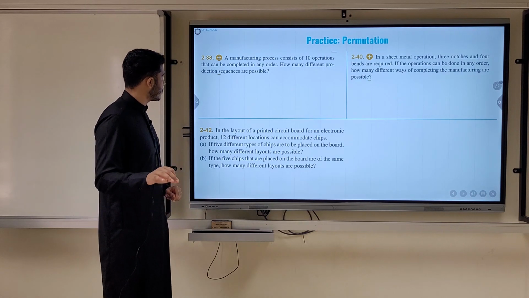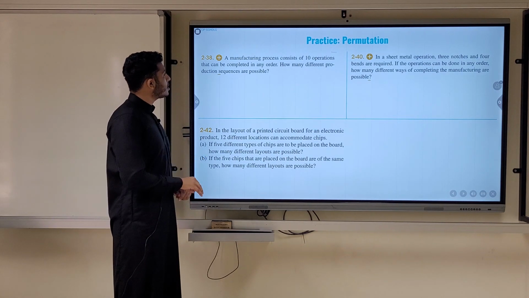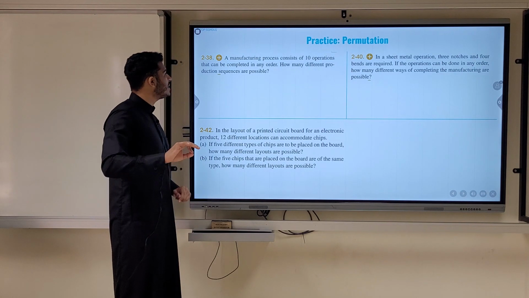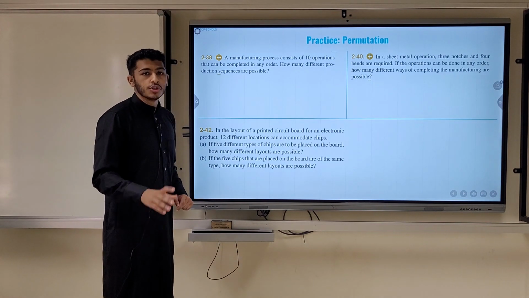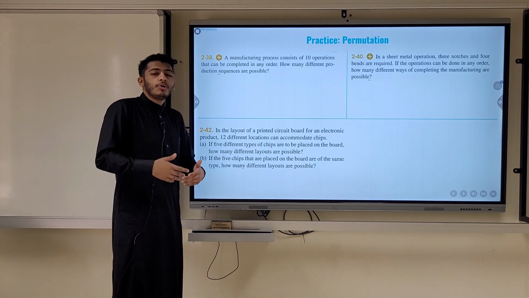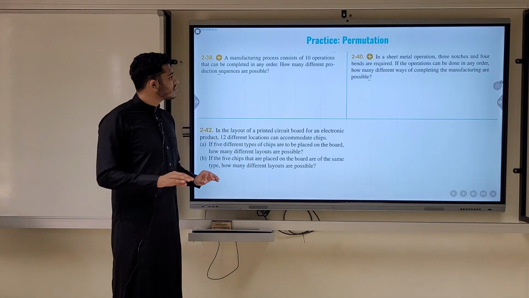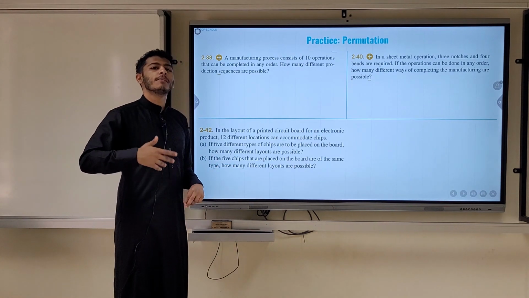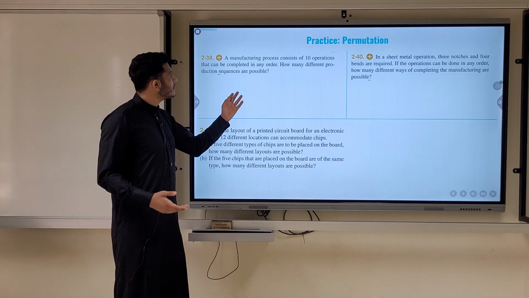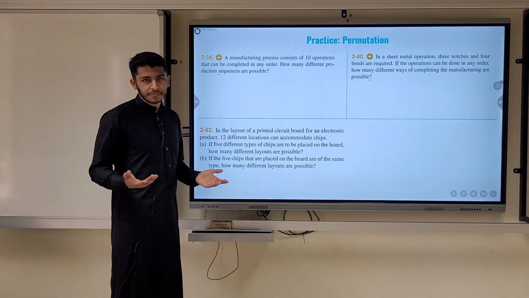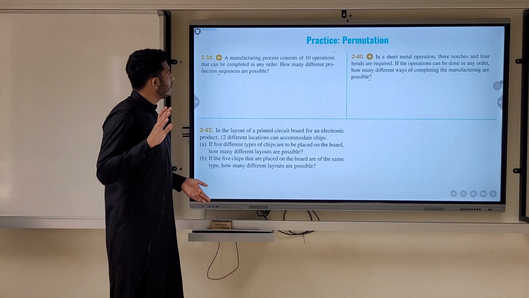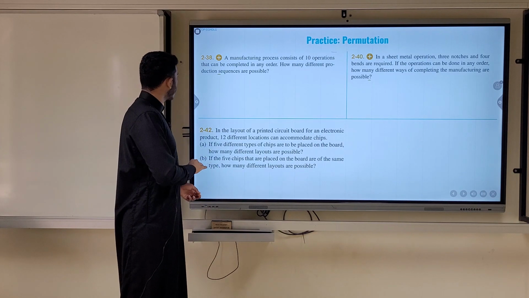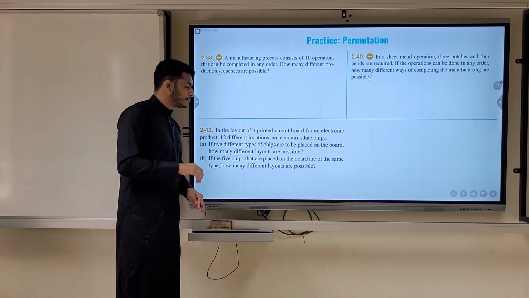So the first question says, a manufacturing process consists of 10 operations that can be completed in any order. So there is order, but it can be completed in any order. So we don't have any restriction on the order, but we know that order matters in this case, because maybe the operations are distinct, different from each other. So how many different production sequences are possible?